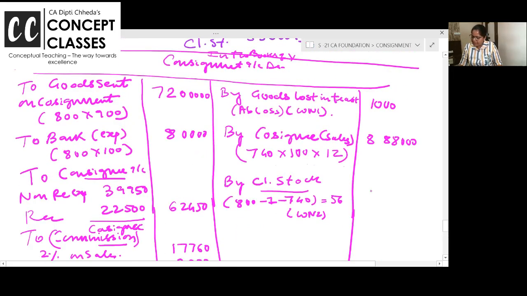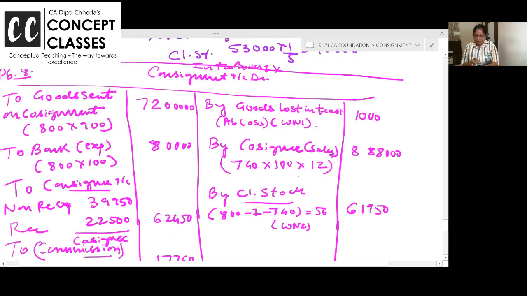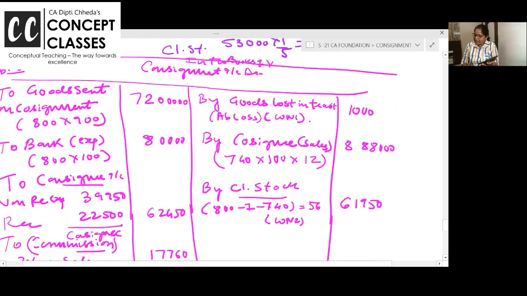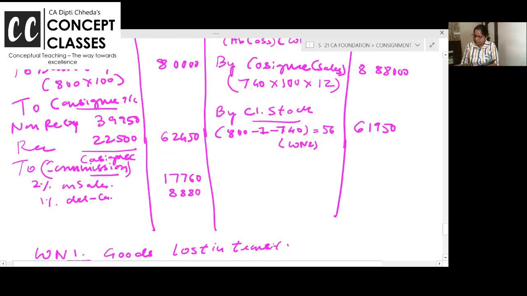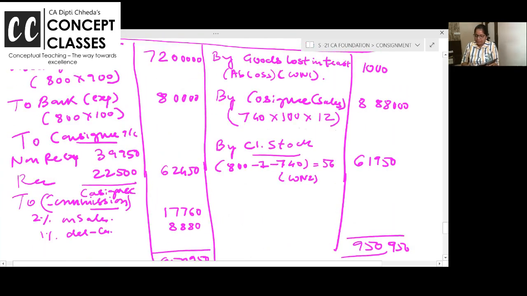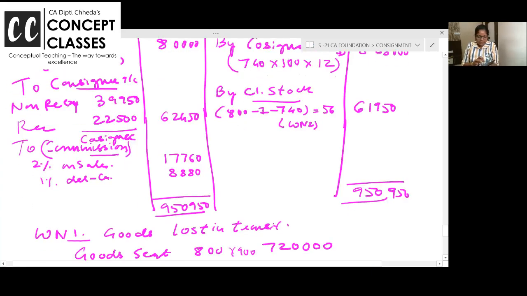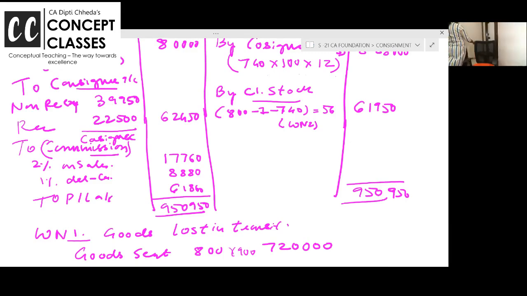चलो let us write 61,950 and now calculate the profit. 1000. If you write 1000 then do the working or write the detail there itself as you wish. 950 minus 720 minus 80,000 minus 62,450, 17,760 minus 8,880. 61,860 is the profit transferred to P&L account. 2 minutes, I'll be back. आप पूरा problem check करो. Please scroll the whole problem where you have a doubt.